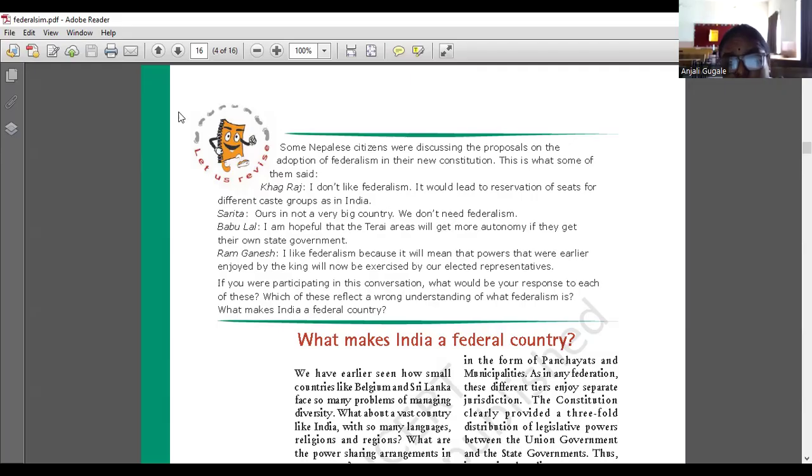Like in Belgium, they decided to make a community government to resolve the conflicts between the Dutch and the French communities, right? Second opinion has been given by Sarita. She says, ours is not a big country. We don't need federalism. So again, this question I have already answered. This statement is again wrong. Because conflicts are everywhere in our society, it does not mean that only big countries have conflicts.